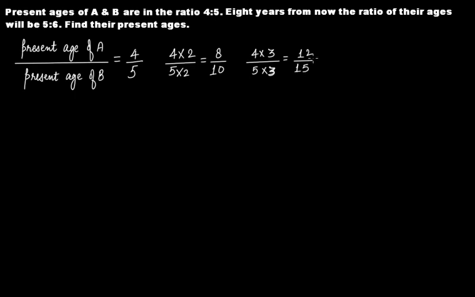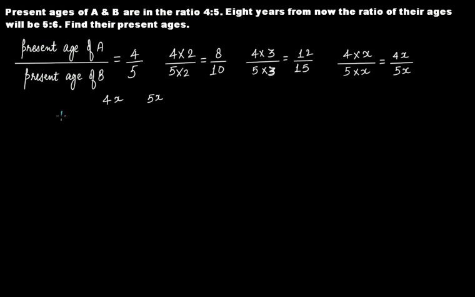Okay. It means that if the present age of A is 4 times x, then the present age of B is 5 times x. That is, if the present age of A is 4x, then the present age of B is actually what? 5x. This much is clear to us. Now, if we assume that the present age of A is 4x, then the present age of B will be 5x. Okay. 8 years from now, so let me write it here.